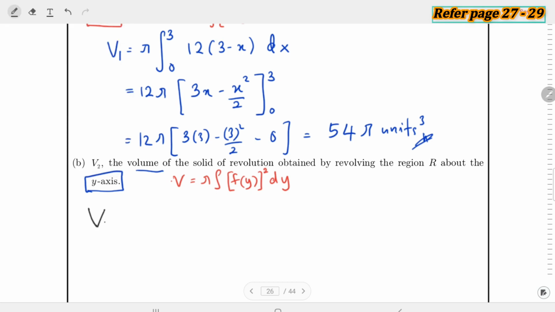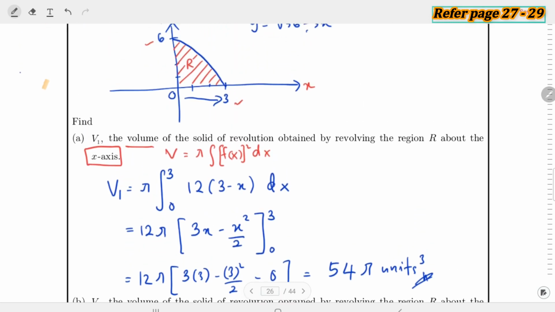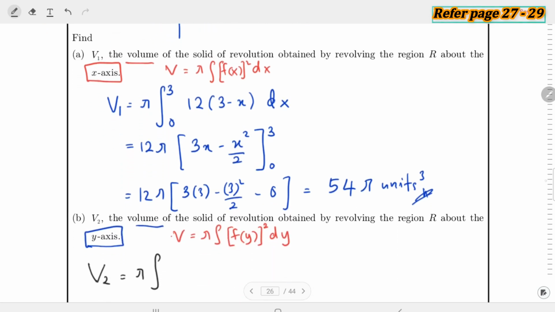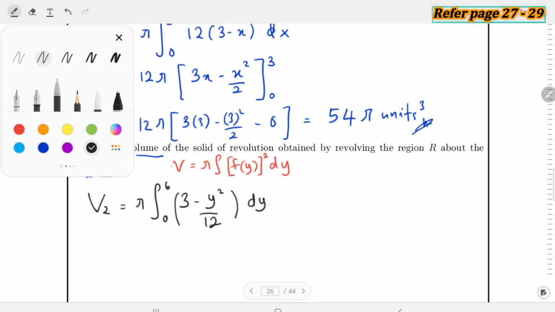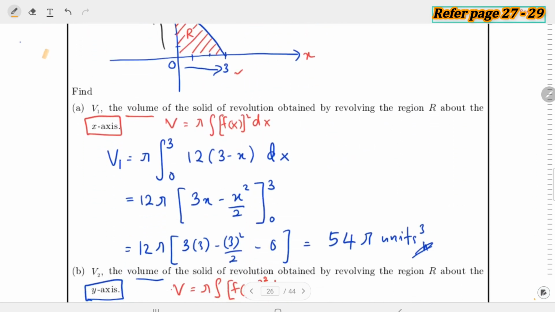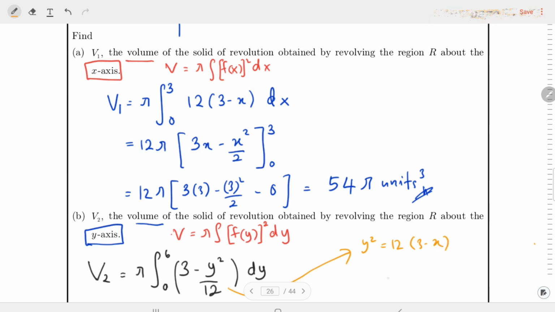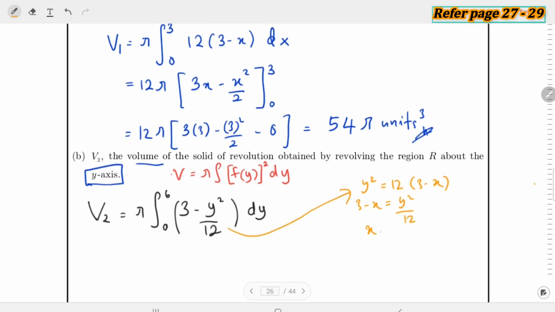So now V2 equals pi. For the lower and upper limits, we look back to the graph, from 0 to 6. This one is rotated about the y-axis, so we take the limits on the y-axis, from 0 to 6. How about the function? I have already transformed it in terms of y only, so it becomes 3 minus y squared over 12, with respect to y. So how do I get this? From the original, y squared equals 12(3 minus x), so 3 minus x equals y squared over 12, then x equals 3 minus y squared over 12, a function of y.